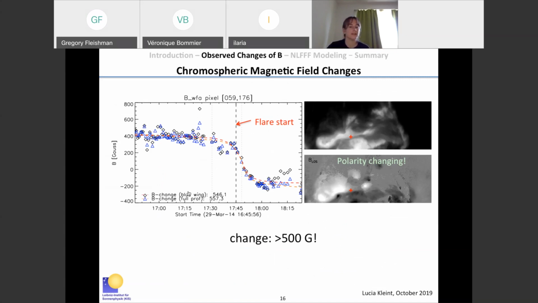There are many pixels like that. Now we can also see that the scatter is much larger than in the photosphere. This is because of seeing. There are time steps when the seeing was blurrier than at other steps, and that gave a different magnetic field value. Overall, it's quite coherent, I would say.